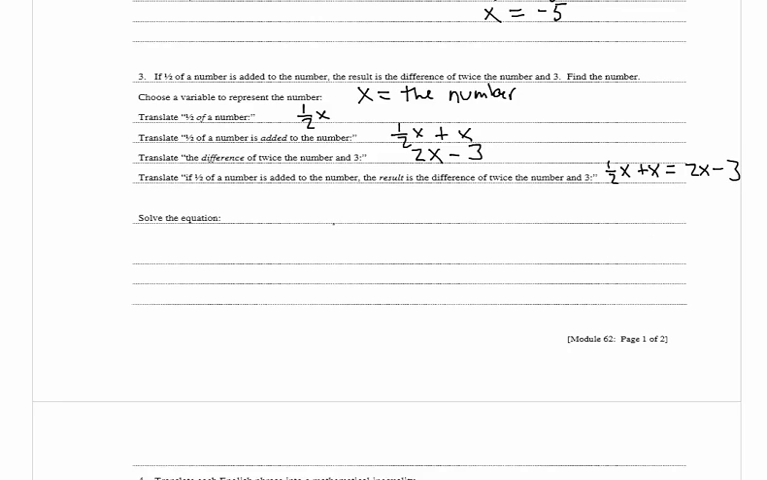And now it wants us to solve the equation. So the first thing I'm going to do is combine my like terms on the left side. 1/2 plus 1 is 3/2 x is equal to 2x minus 3. And now I'm going to subtract 3/2 x from both sides and add 3 to both sides. So I get 2x minus 3/2 x is 1/2 x. And when I add 3 to both sides, I get 3. And now I'm going to multiply both sides by 2. And I get x is equal to 6.